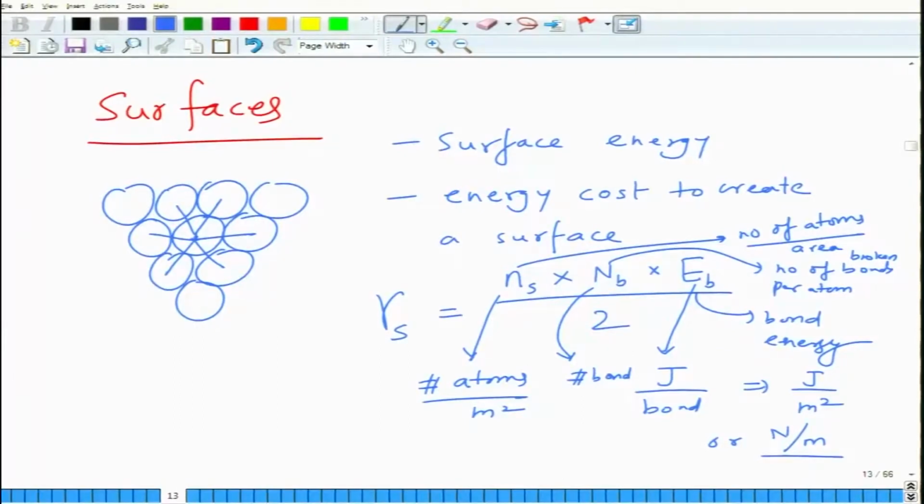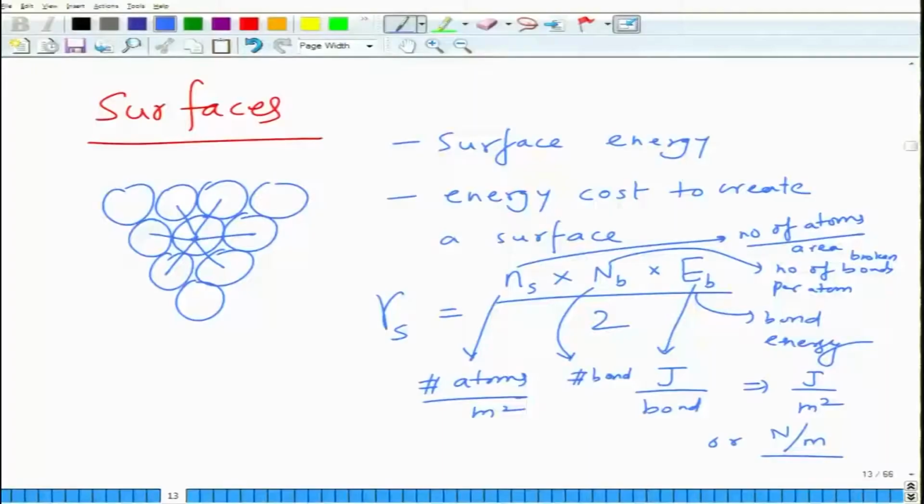Since it is a positive energy, most of the surfaces try to minimize their energy. As a result, surfaces are always in some sort of tension. So the surface energy of materials is often depicted in terms of surface tension.